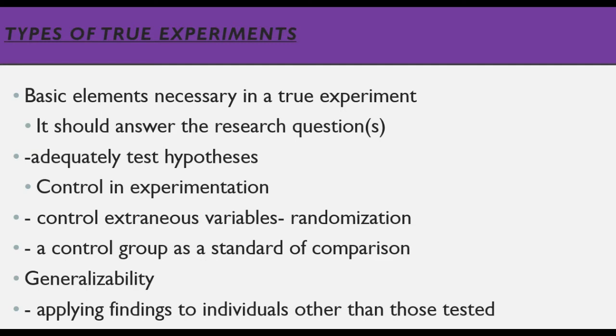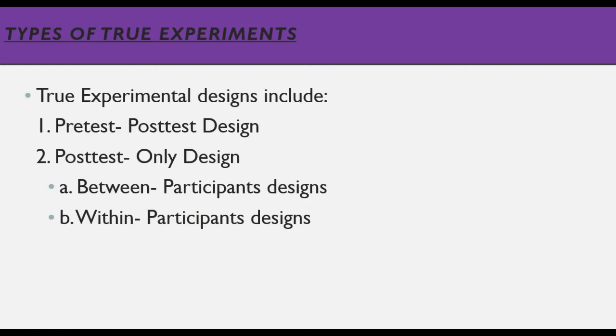Now, we have types of true experiment. The basic elements necessary in true experiment: it should answer the research questions and adequately test the hypothesis. Control in experimentation: control extraneous variables or randomization. A control group as a standard of comparison. And generalizability, applying findings to individuals other than those tested. In true experiment design, kasama dito ang pre-test post-test design, post-test only design, between and within the subject.